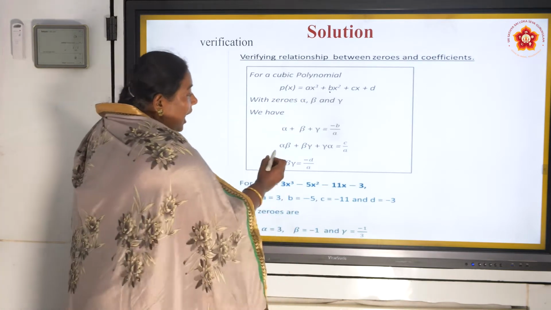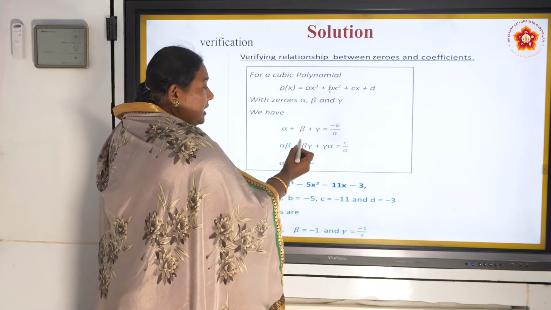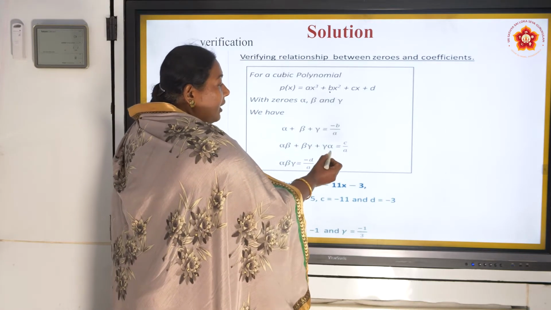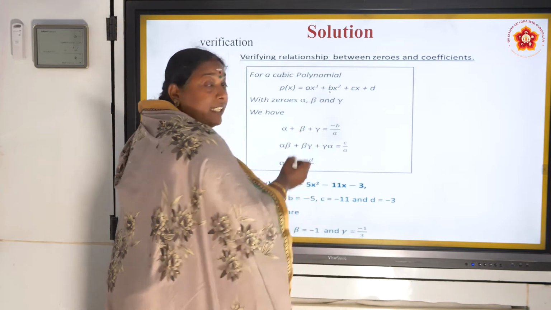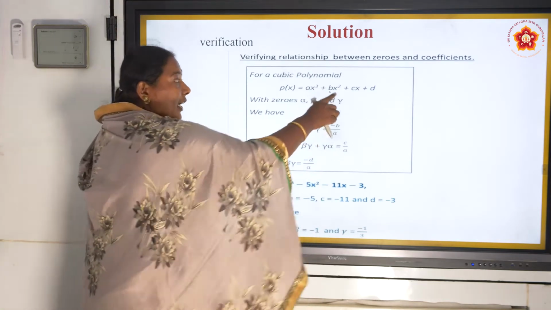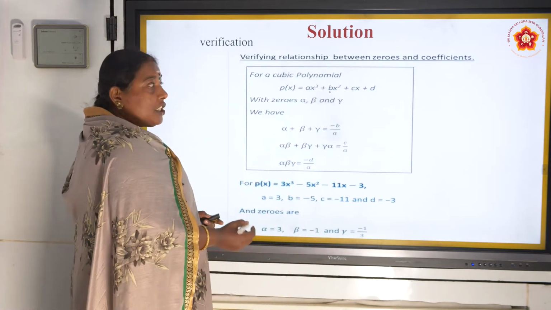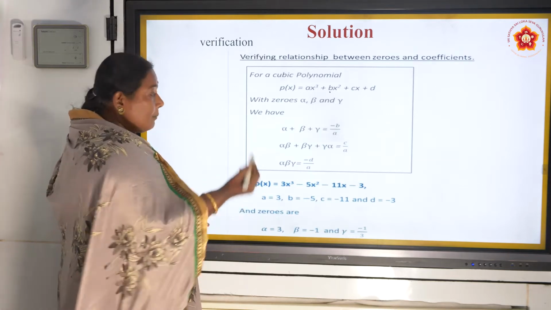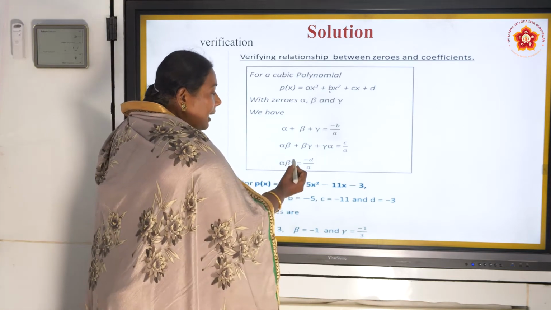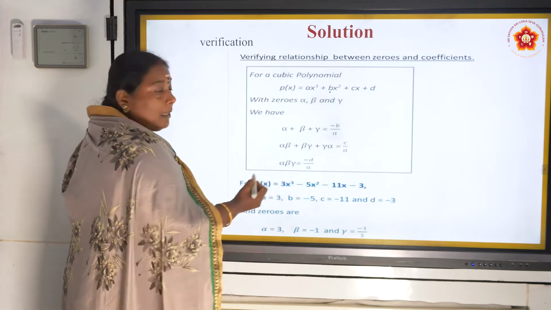Right? Next, alpha beta plus beta gamma plus gamma alpha is equal to c by a. Here c is the coefficient of x and a is the coefficient of x cube. Okay. Next, alpha beta gamma is equal to minus d by a.